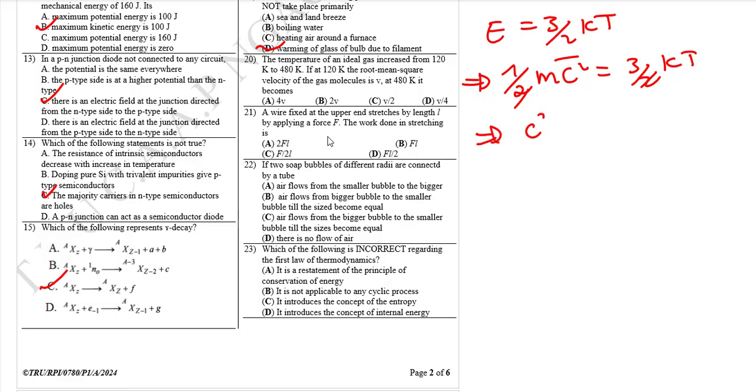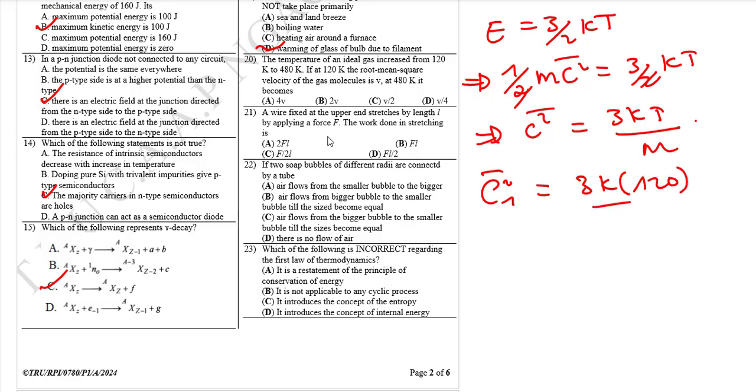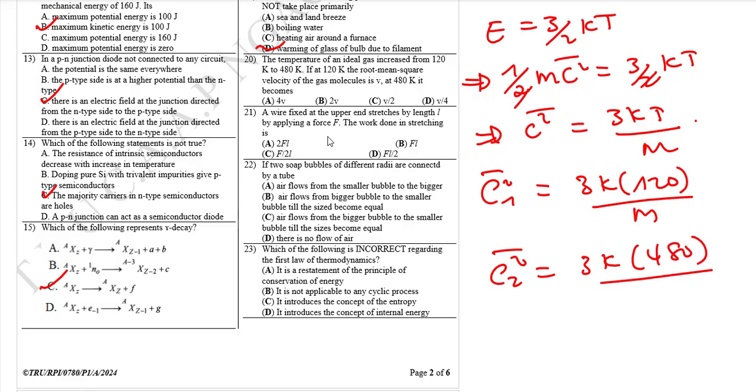It means that c squared bar will be equal to 3kT divided by m. Now I will call our initial condition. So I will call C1 squared bar, that will be equal to 3k into 120, temperature is 120, divided by m. Since it's the same gas, 3k on m is a constant. Then we also have C2 squared bar will be equal to 3k into 480, all of that divided by m.